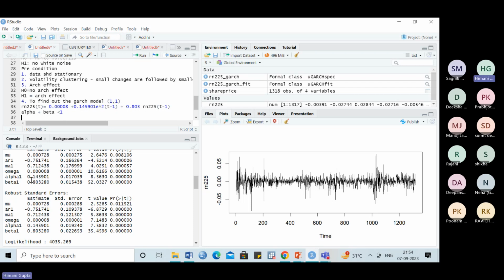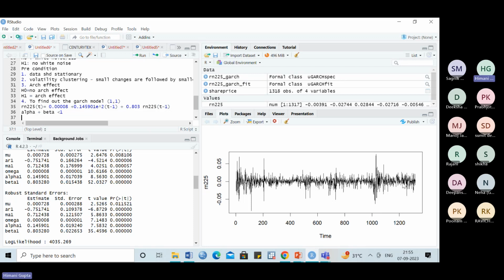If I add these coefficients of alpha and beta, it will be, let's say, 0.849, 0.948 or 0.949. It will come to about 0.949, which is less than 1. So if it is less than 1, it is saying that conditional volatility is decaying. As time passes, volatility will fall down. The impact of news will reduce.